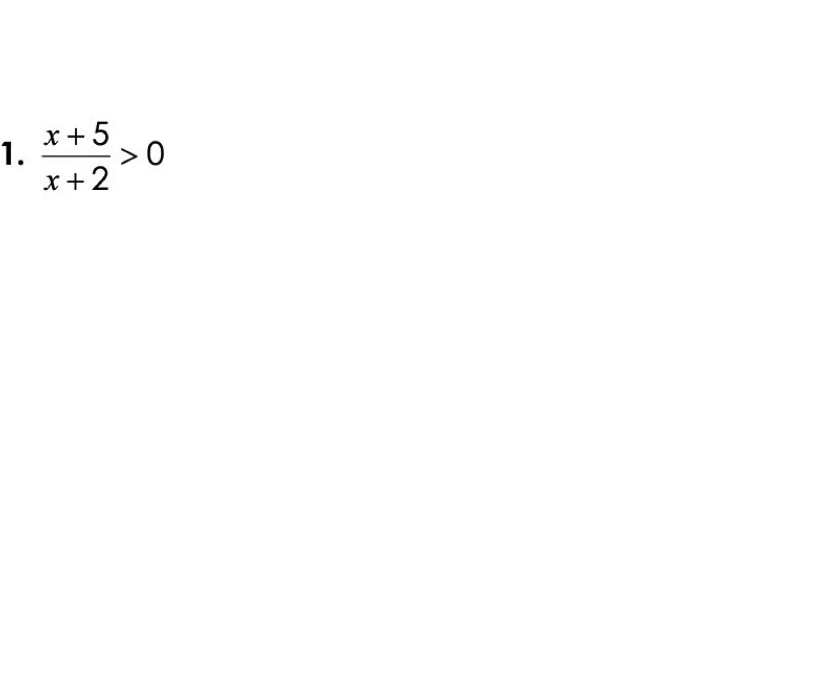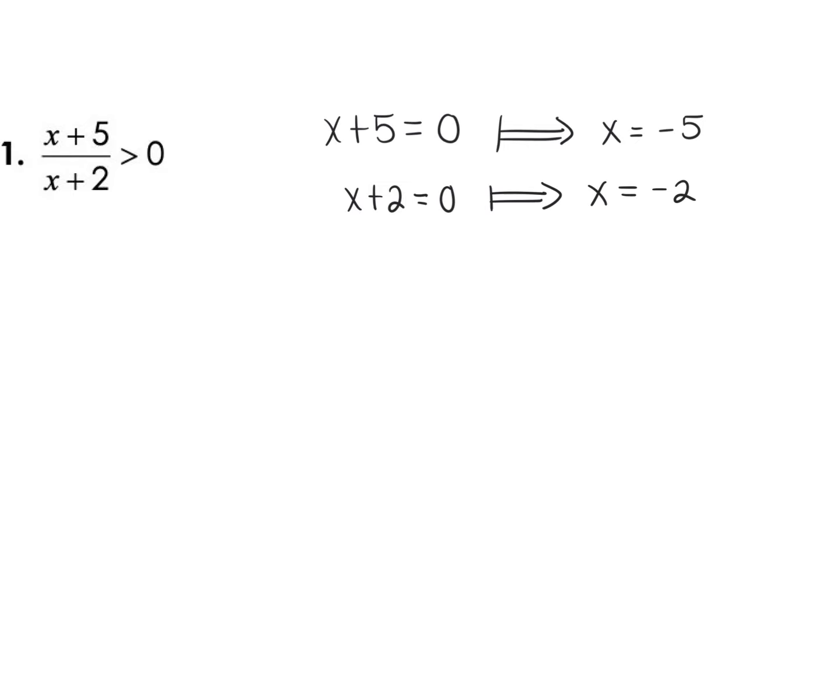All right, so we have (x plus 5) over (x plus 2). So we're going to figure out when the numerator equals 0 and when the denominator equals 0. So if x plus 5 equals 0, we have a 0 at x equals negative 5. And then if x plus 2 equals 0, we don't have a 0 at x equals negative 2. We have a vertical asymptote here.